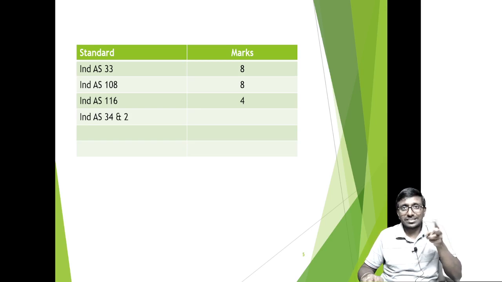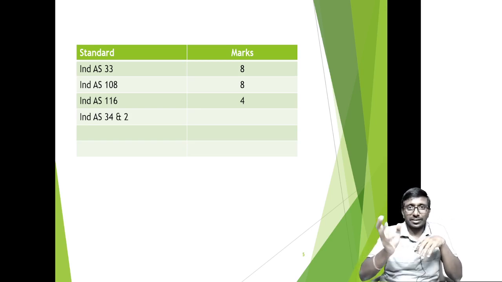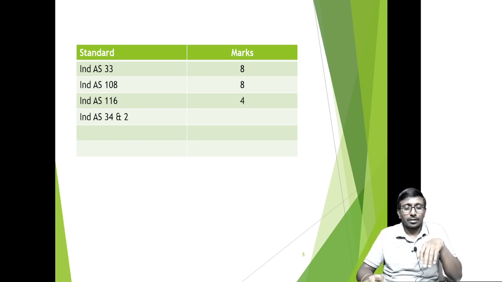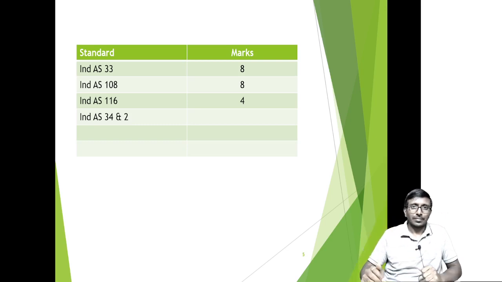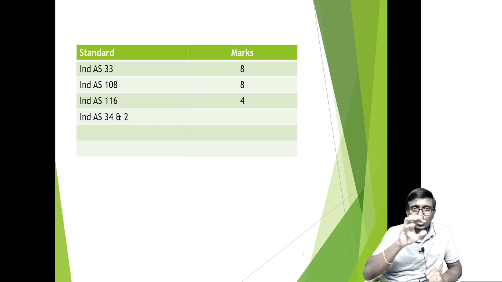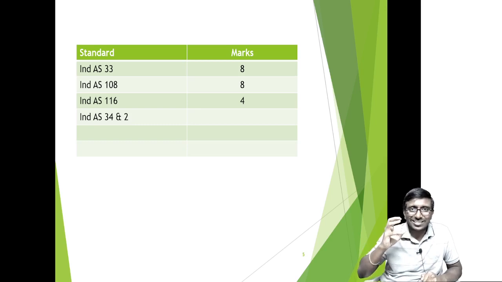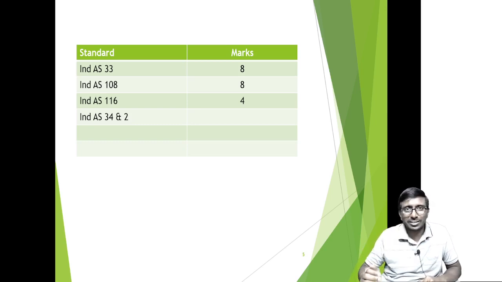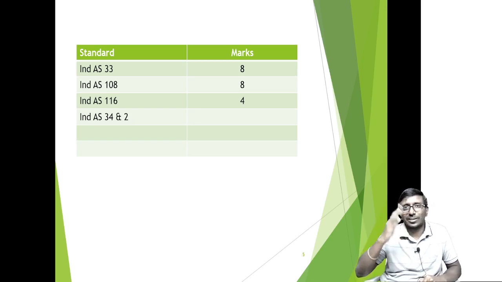Right, next one is Ind AS 34 and 2, that is inventory plus interim financial reporting. In the case of interim financial statements, how do you allocate fixed overheads? As per Ind AS 2, fixed overheads are supposed to be allocated based on normal capacity or actual capacity, whichever is higher. Correct. Same rule you are supposed to follow. Ind AS 2 will not change just because you are preparing interim financial statements or final financial reporting.